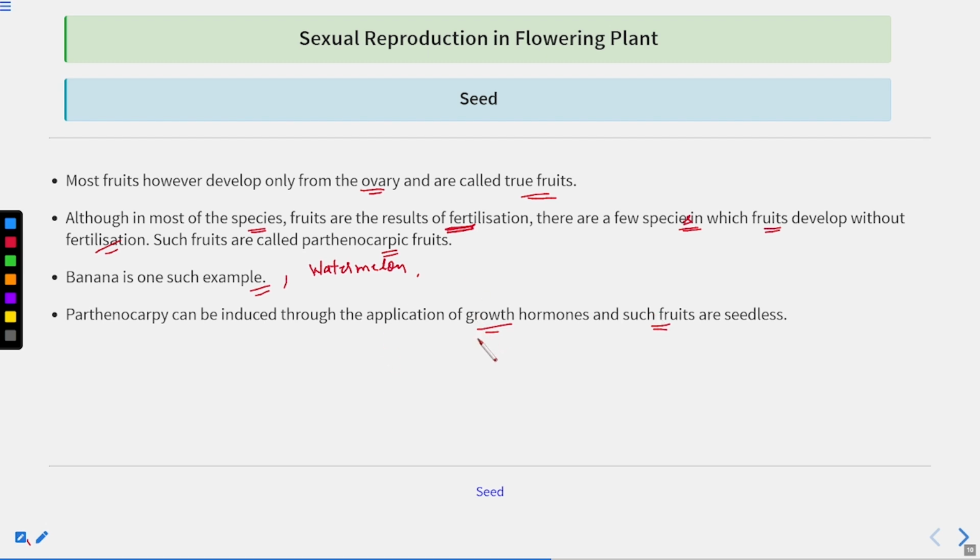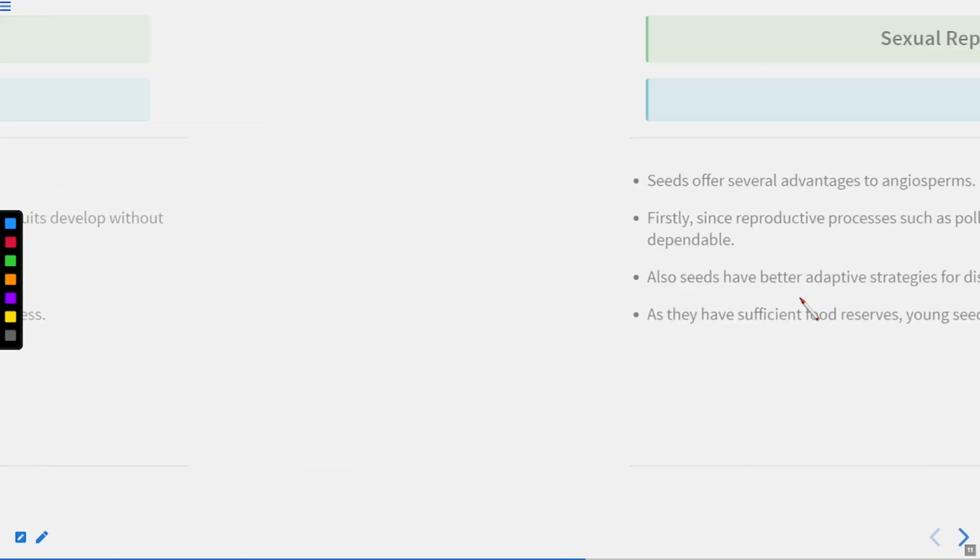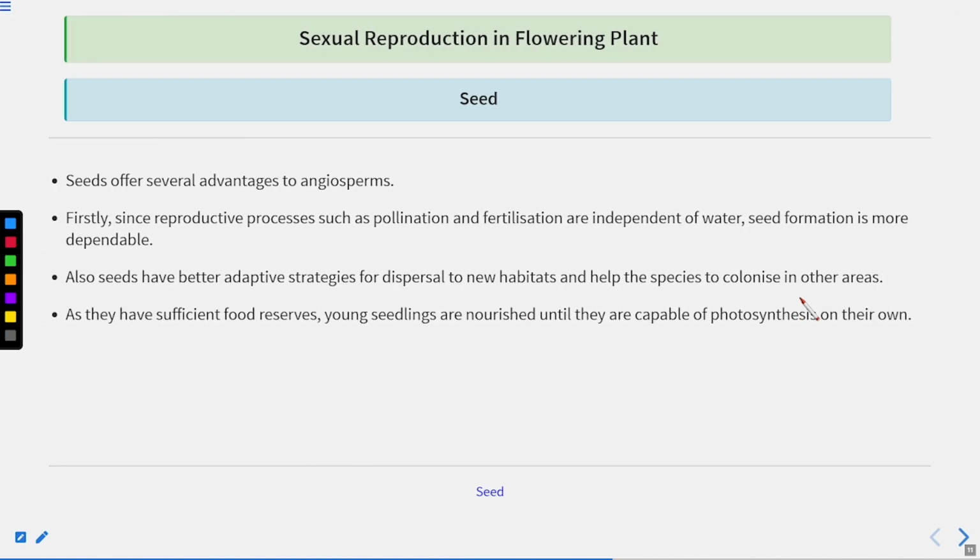Okay. So, you must have studied, when you've studied about the plant hormones, there are some hormones such as auxins. These auxins, they promote parthenocarpy. And they lead to the development of the parthenocarpic fruit. Now, seeds offer several advantages to the angiosperm. Let's talk about the advantages of the seeds.